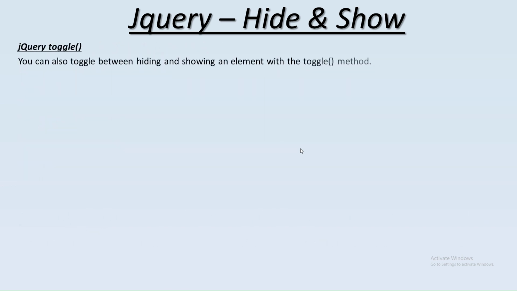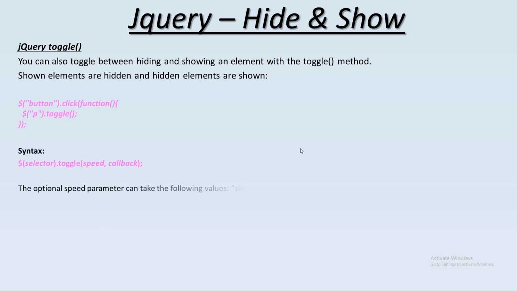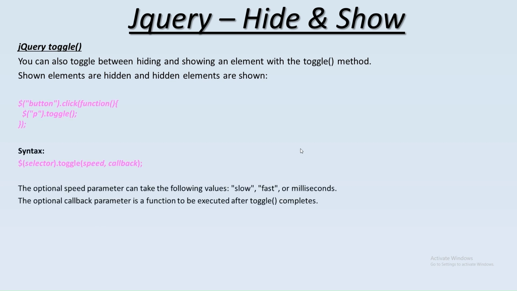Now moving ahead, jQuery toggle. That was about hide and show, and this is about toggle. You can also toggle between hiding and showing an element with the toggle method: shown elements are hidden and hidden elements are shown. First, we find a button, then on the click of that button, we toggle a paragraph. This works as both hide and show. With the toggle function you can hide it and you can show it.